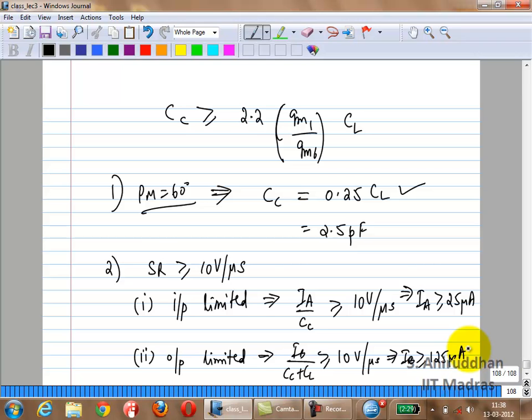So far, you have taken into account two of the specs, which are the phase margin and the slew rate, and you have got your bias current and CC. What do you find out next? From the unity gain bandwidth, you can find out GM1. That is another thing you can do.